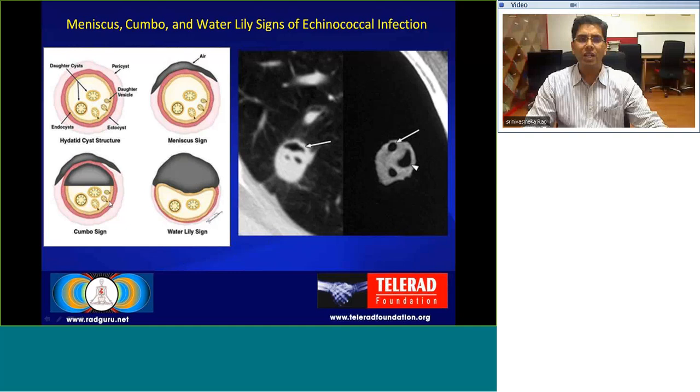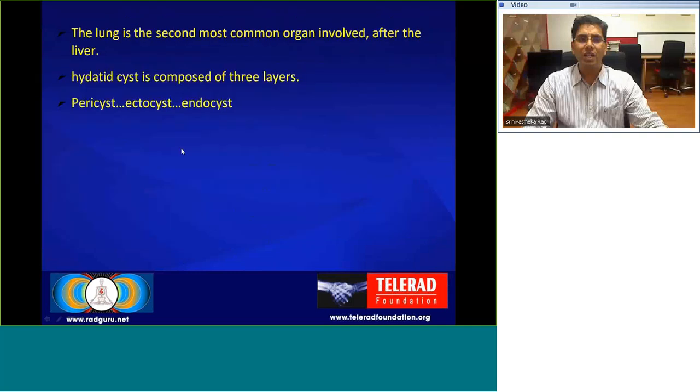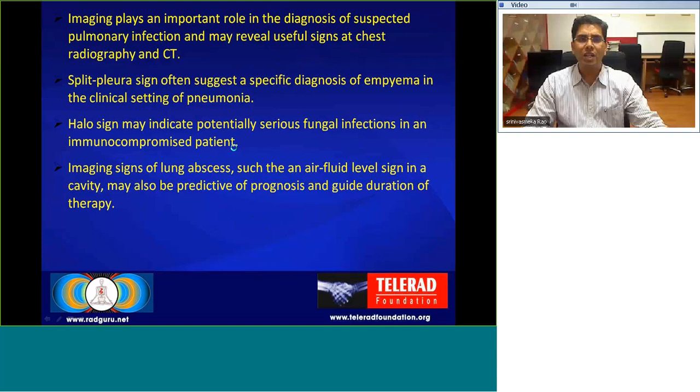And water lily sign happens when the endocyst, sorry, the yellow layer, collapses and then gives rise to this kind of sign where all these air locules fuse and form a single cyst. That's called the floating lily sign, we call it. So this is what it is about.